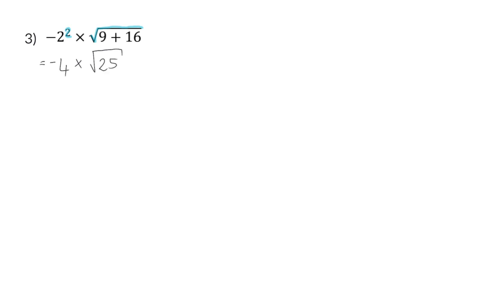In my next step, I first need to determine the square root before I can do the multiplication. And the square root of 25 is 5. Now I can multiply, and a minus multiplied by a plus will be negative, and 4 times 5 is 20.